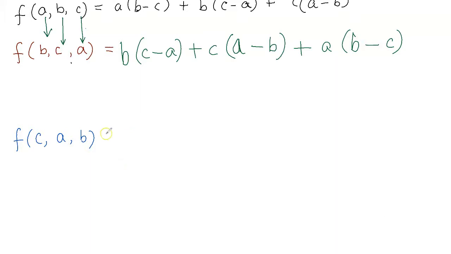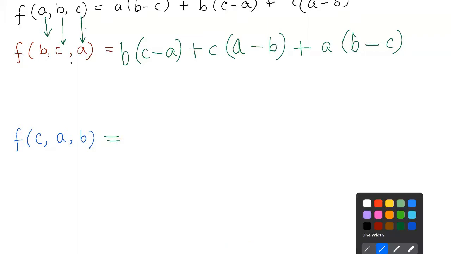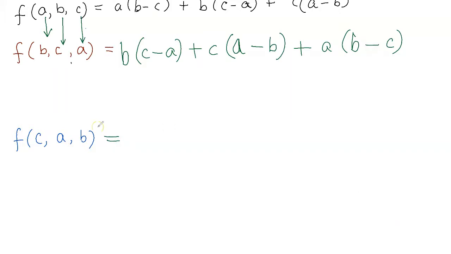So here we'll write... I will replace a with b, b with c, c with a. So instead of b, I should write c, right? And then instead of c, I should write a. And instead of a, I should write b. Right? This way we will do.